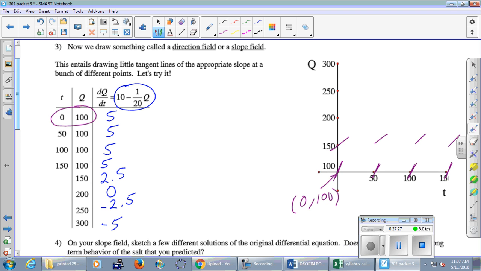What kind of tangent lines at 200? Flat, horizontal, right? Slope is 0. So at 200, little tangent lines that are horizontal. Yeah, and then at the 250 line, diagonal the other direction, downhill now, right? So a slope of negative 2.5 up here.